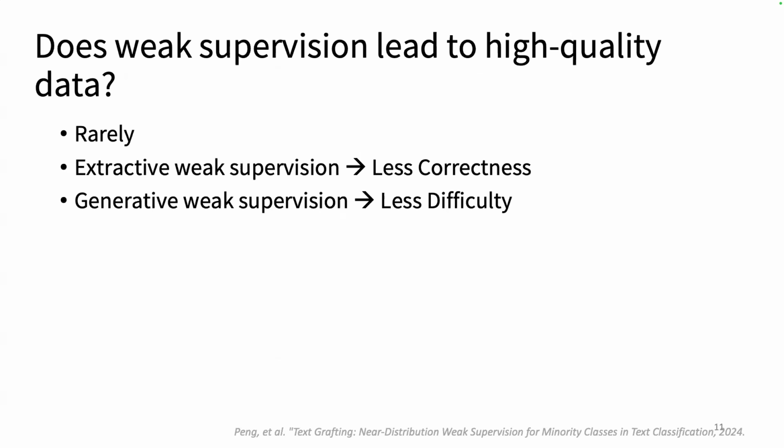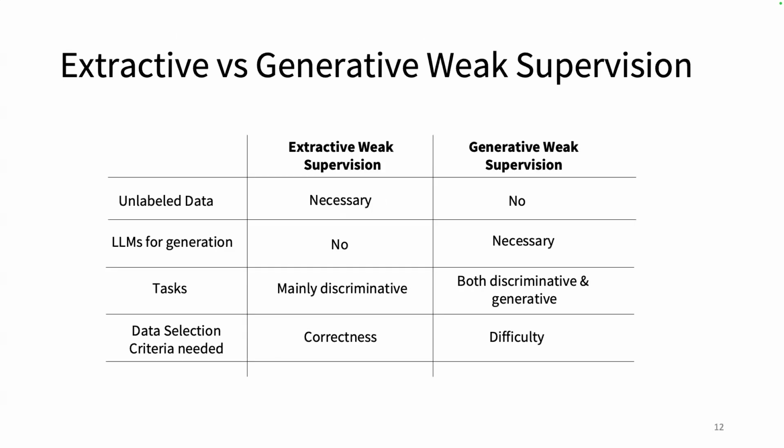So we need to come up with data curation methods that address these problems individually. To contrast extractive and generative weak supervision: for extractive weak supervision, unlabeled data is necessary, but for generative weak supervision, it is not. We need LLMs for generative weak supervision, but for extractive, we don't. For tasks, extractive weak supervision is mainly used for discriminative tasks, whereas generative weak supervision can be used for both discriminative and generative tasks. And when selecting the data that we obtained using these weak supervision signals, we need to select based on correctness criteria for extractive weak supervision, whereas difficulty criteria for generative weak supervision.